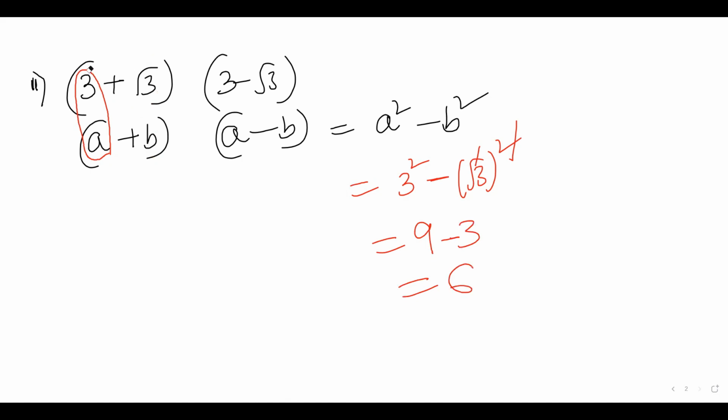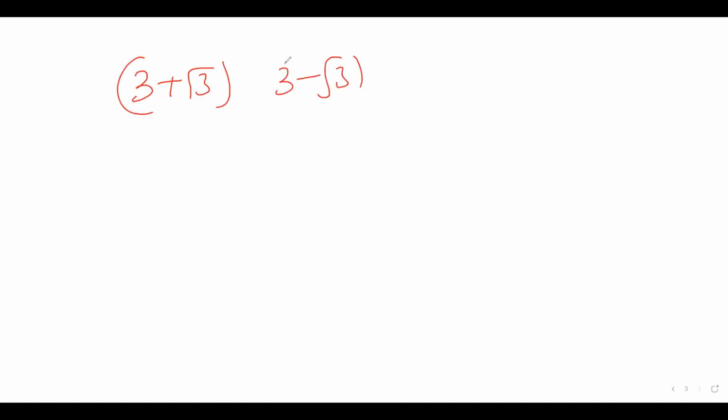Okay, you should recognize which formula it is. It is in the form of (a plus b) into (a minus b). The formula is a square minus b square. You can even do this problem directly without the formula. I will show how it can be done.